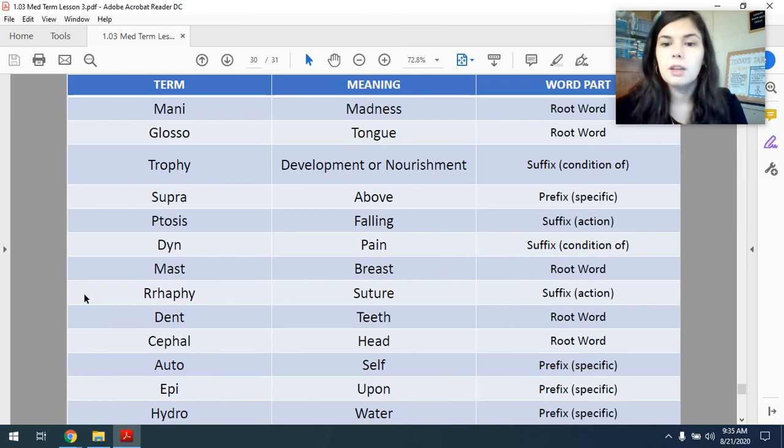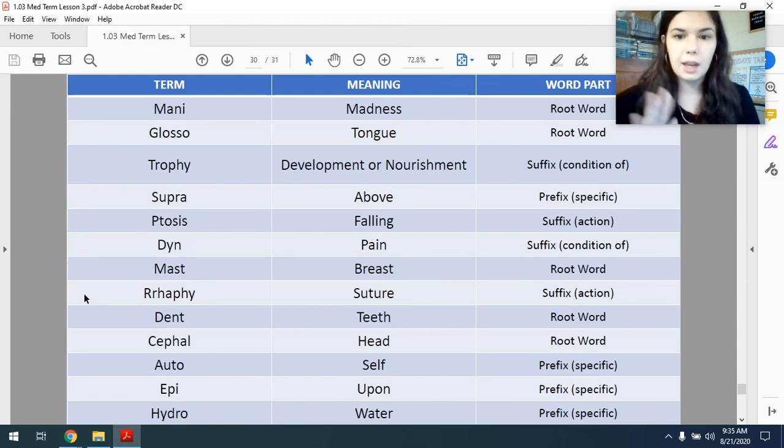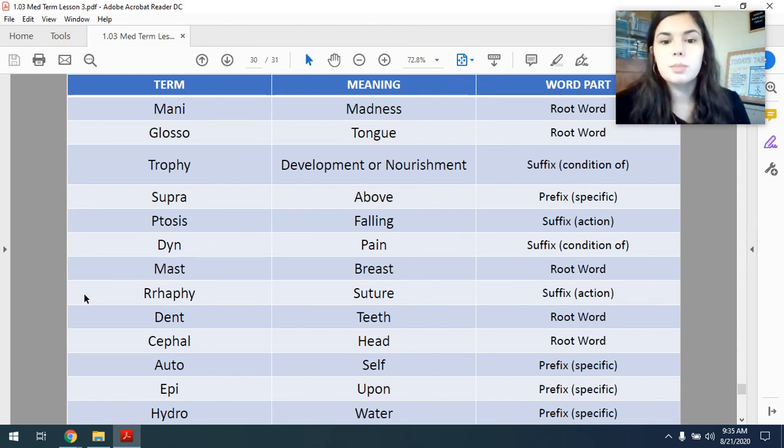Den means pain, and it's a suffix because it's describing the condition of something. Someone is in pain, something is in pain. Mast means breast, and it's a root word because it's a body part. Dent means teeth, and it's a root word because it's a body part. Cephal means head, and it's a root word because it's a body part.